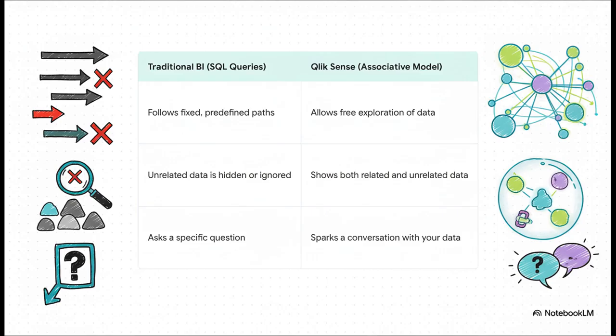Let me give you an example. Say you filter for your best-selling product. Qlik will instantly highlight which customers and regions are buying it, but it will also show you in gray all the ones who aren't. That's an aha moment right there, an insight you didn't even know you were looking for.